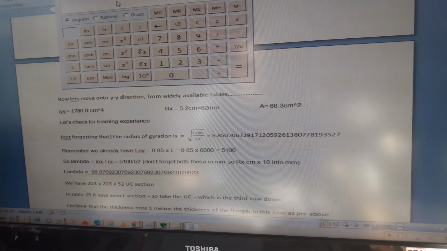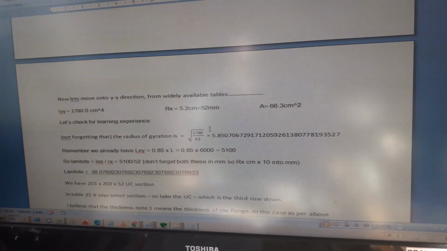I can just amend the video later when I find out what's happened there, but 1780 divided by 52, square root, yeah, 5.85 I think it should be, not 5.2, but I'm not sure what's gone wrong. I'll just use 5.2 for now, then I'll try and sort that out in a minute. I just have to amend the video if either I've got the calculation wrong, or the table's wrong, or I've read the table wrong, so I need to check that. But let's say Rx equals 5.2 centimeters.